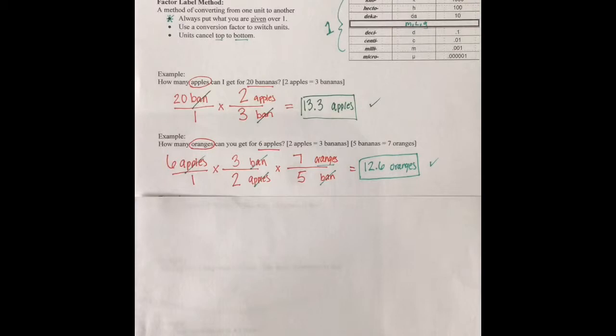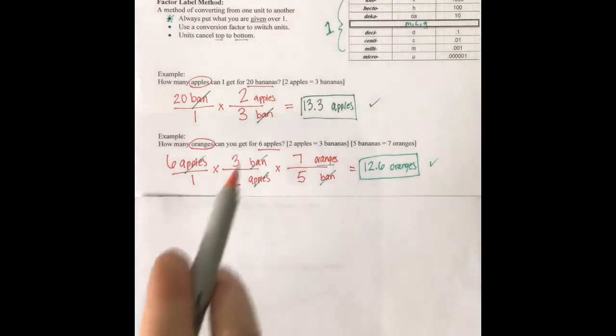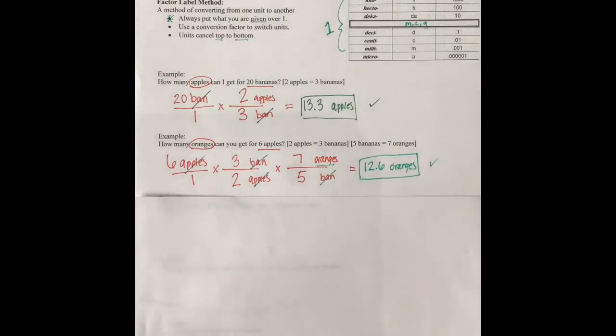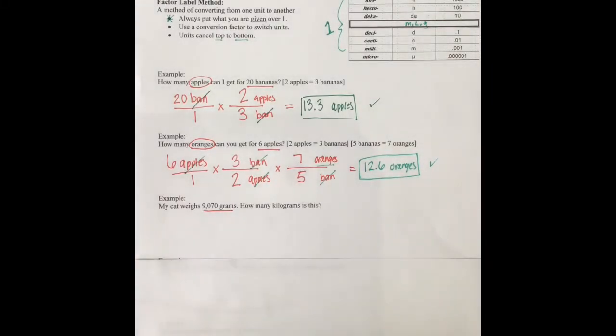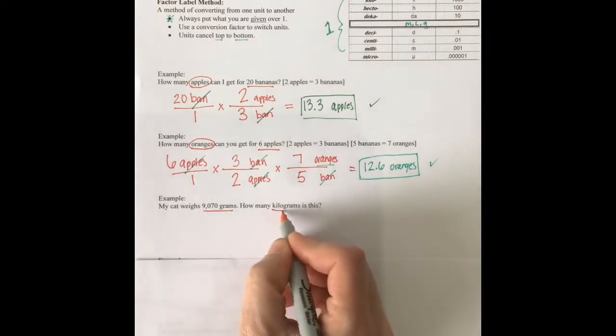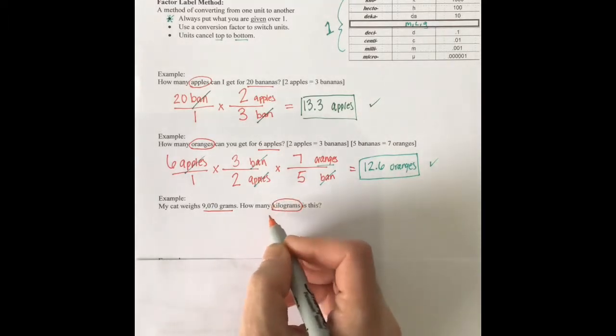Okay, so now that we've tried some examples with fun things like fruit, let's try using the factor label method to convert some measurements in the metric system. So this one says, my cat weighs 9,070 grams. How many kilograms is this?